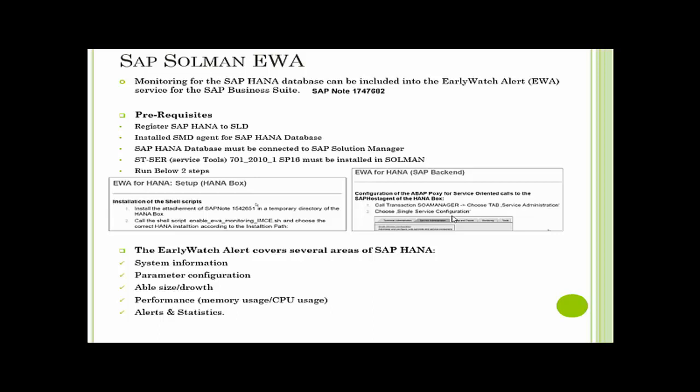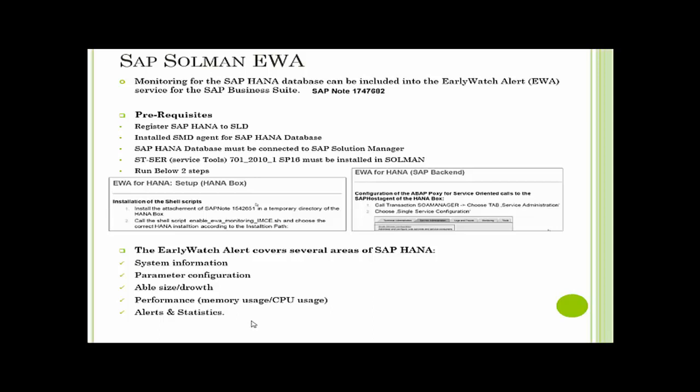And with this early watch alert, we can cover several areas of SAP HANA with respect to monitoring and data collection, that is system information, parameter configuration. We can analyze size and growth, we can analyze performance, and we can check alerts and statistics. So with the early watch report, we get different pages with different HANA checks included in the early watch report of an ABAP stack.